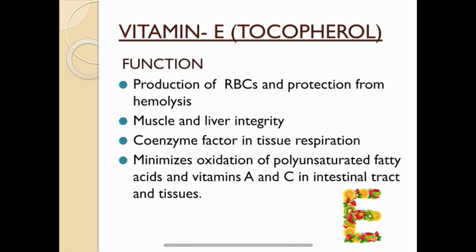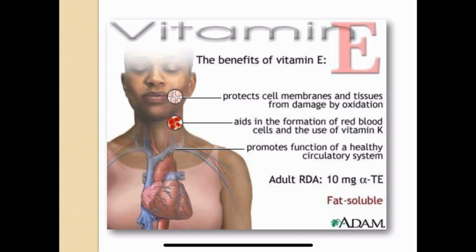Then we have vitamin E, that is tocopherol. Its function is in the production of RBCs and protection from hemolysis, muscle and liver integrity, coenzyme factor in tissue respiration, and minimizes oxidation of polyunsaturated fatty acids and vitamin A and C in the intestinal tract and tissues. The recommended dietary allowance of vitamin E is 10 milligrams. It is a fat-soluble vitamin.